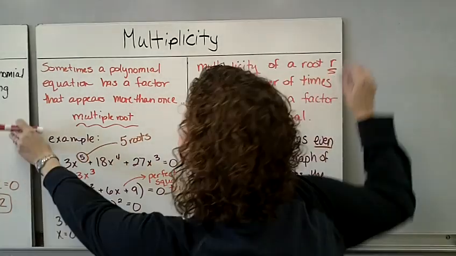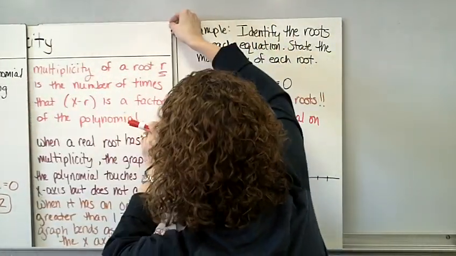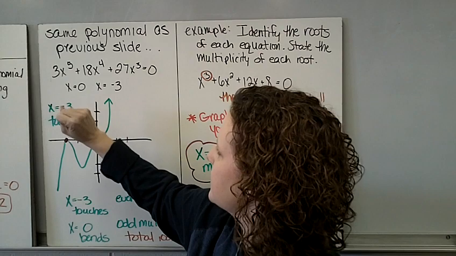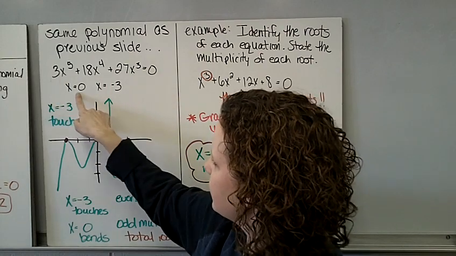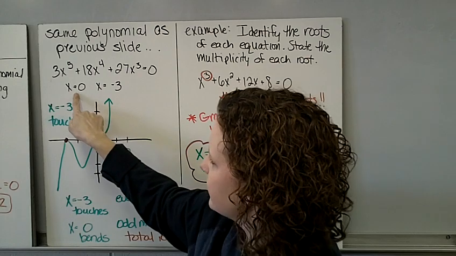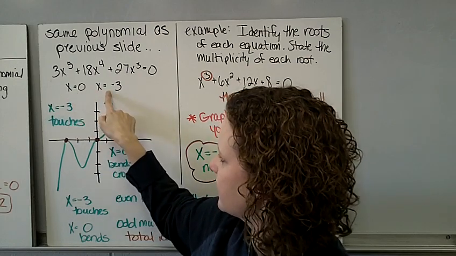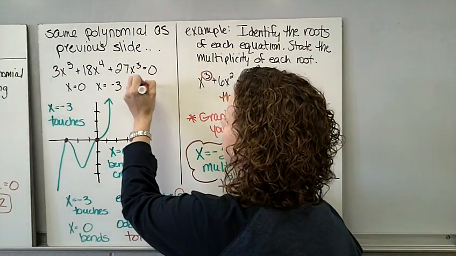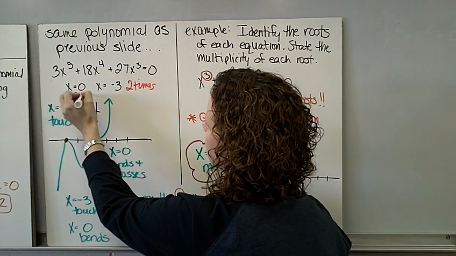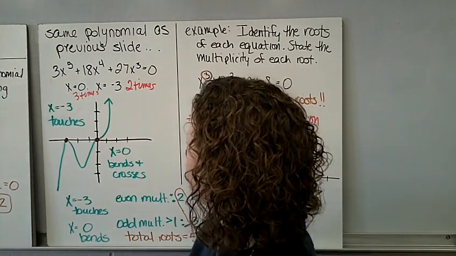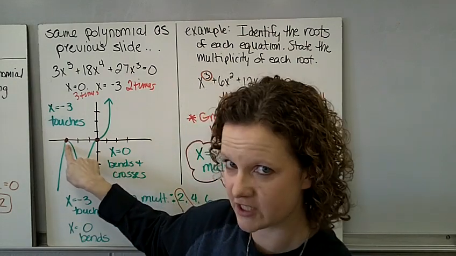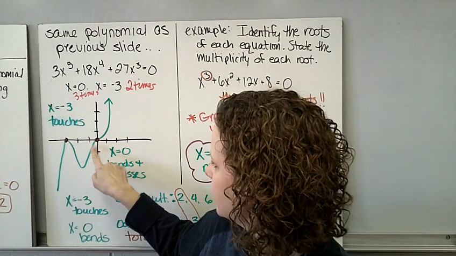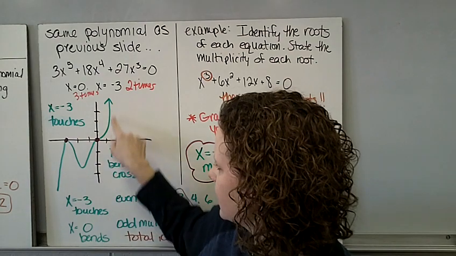Let's give you an example. This is the same polynomial as the previous slide. We factored this and got x equals 0 and x equals negative 3. If you remember, we had x equals 0 3 times and x equals negative 3 2 times. 2 times is an even multiplicity. So x equals negative 3 touches. It's an even multiplicity, so the graph just touches. And then at x equals 0, it bends just a little bit as it crosses.